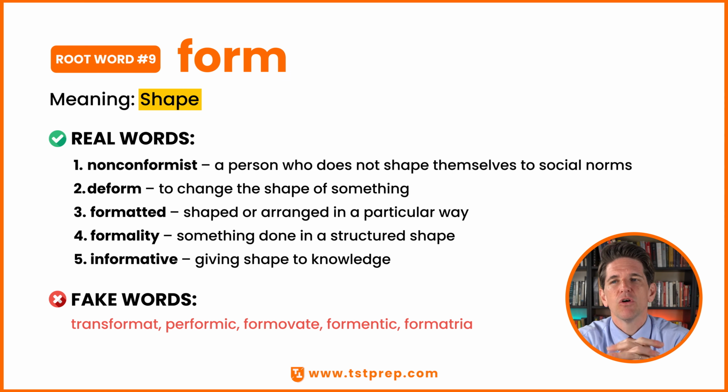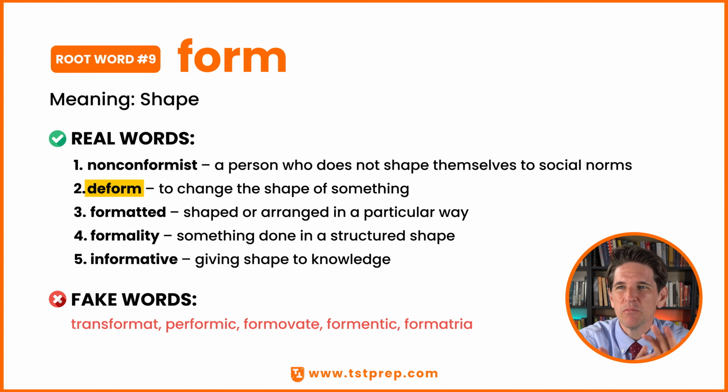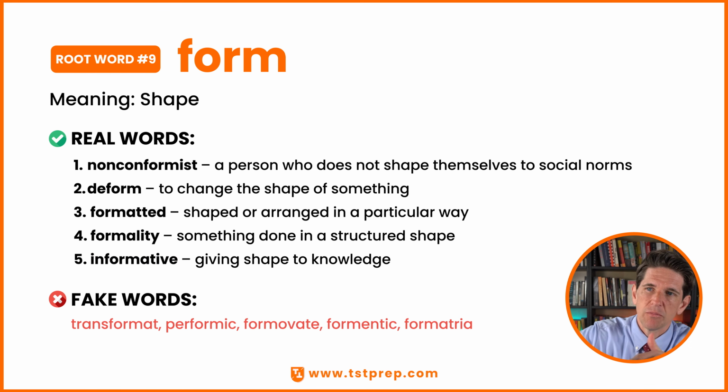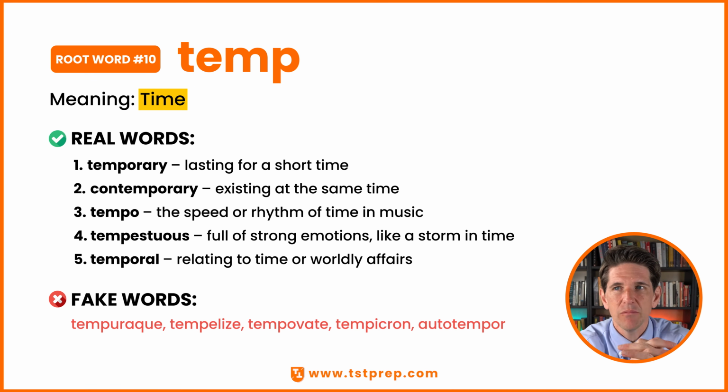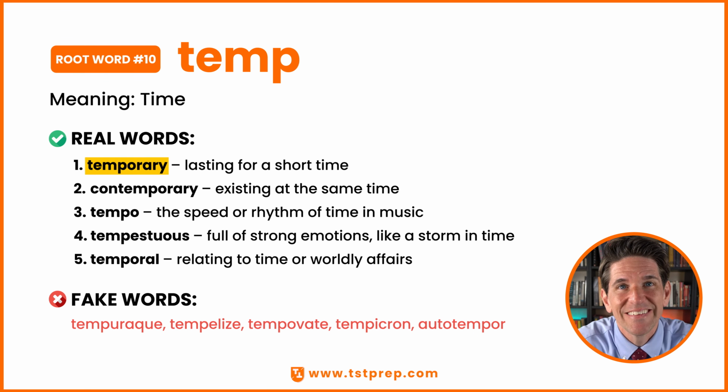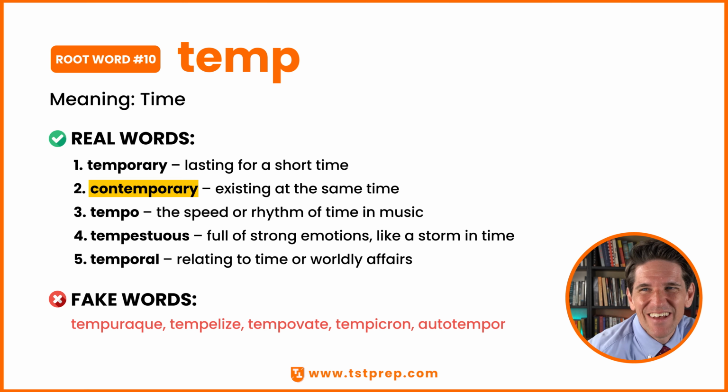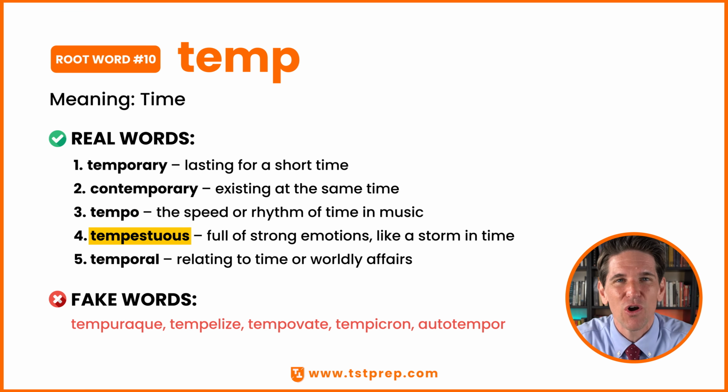Two more. Form is shape. So a nonconformist is somebody who doesn't try to take anybody's shape, doesn't want to agree with anybody. A nonconformist, I like that word. Deform, formatted, formality, informative, information. Okay, somebody is trying to give you data that helps shape what you think in information. Okay, shape knowledge. And the last one, temp, is time. I think you guys probably know this one. I think of temporary. Something is temporary. That's it. Contemporary, tempo, tempestuous. That's a good, strong, difficult word. Don't worry if you don't know that. And temporal. So those are the 10 root words.